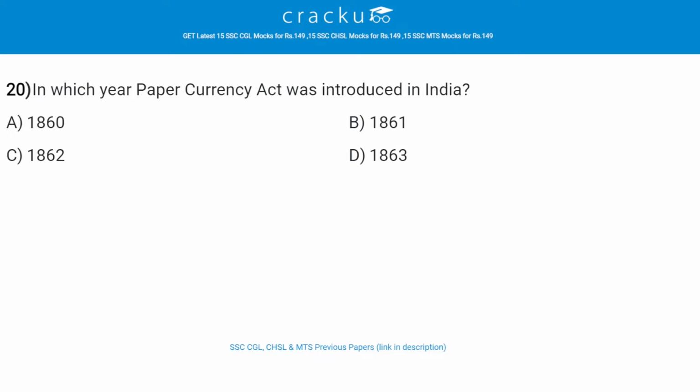In which year was the Paper Currency Act introduced in India? The correct answer is B, that is 1861. The Paper Currency Act of 1861 conferred upon the Government of India the monopoly of note issue, bringing to an end the note issues of private and presidency banks.